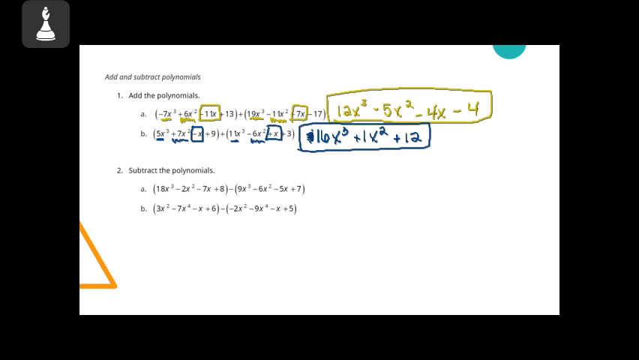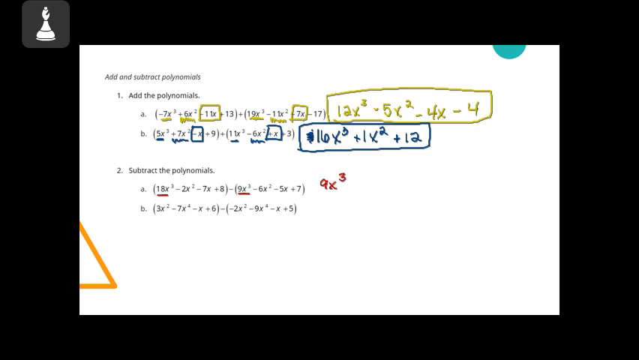All right, so with subtraction, we need to be a little more careful in remembering that we have the subtraction sign here. So I have 18x cubed minus 2x squared minus 7x plus 8. And I want to subtract that by this other polynomial, 9x cubed minus 6x squared minus 5x plus 7. So starting first with 18x cubed minus 9x cubed. I have to remember to look at the sign every time. So 18 minus 9 is 9x cubed.